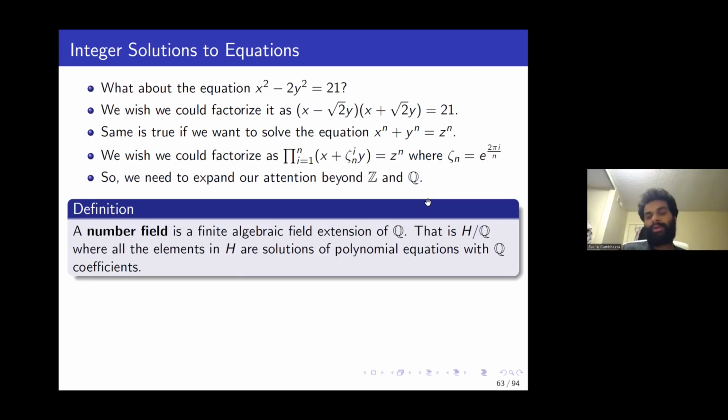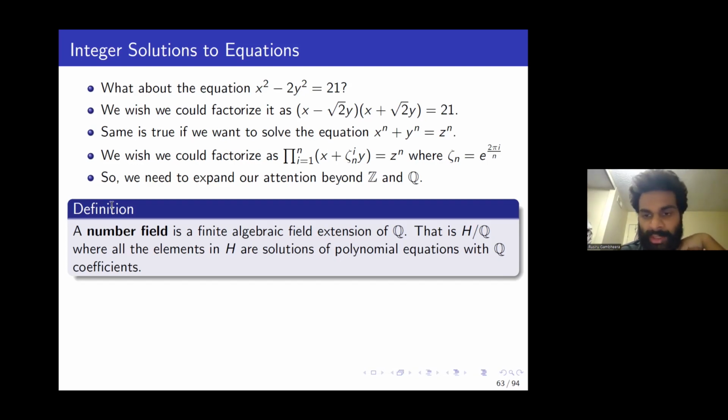So Q is a field, but not a good enough field to deal with questions like this. So a number field is a finite algebraic field extension of Q. What do I mean by that? It's a field extension, which is some field containing the rational numbers. What I mean by algebraic is that every element in K should be a solution to a polynomial equation with rational coefficients. So it can have values like root 2, root 3, i, things like that. But K cannot have values like pi, because pi is not a solution to an algebraic equation with rational coefficients.